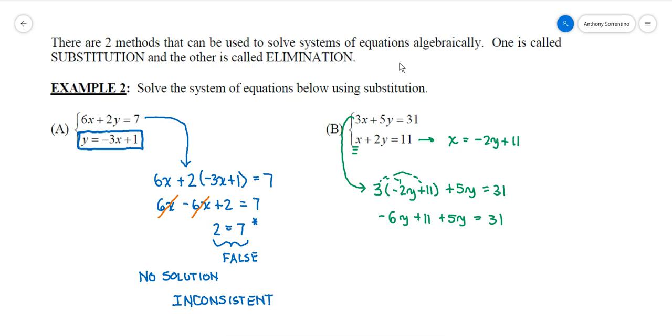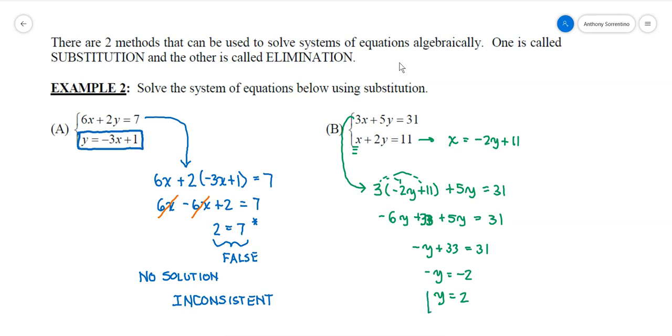Oh, take that back. This should be 33. I said distribute, but I didn't do it. So negative 6y plus 5y would be negative y plus 33 equals 31. Negative y, when I subtract 33 from both sides, it'll give me a negative 2, which means y would be 2.